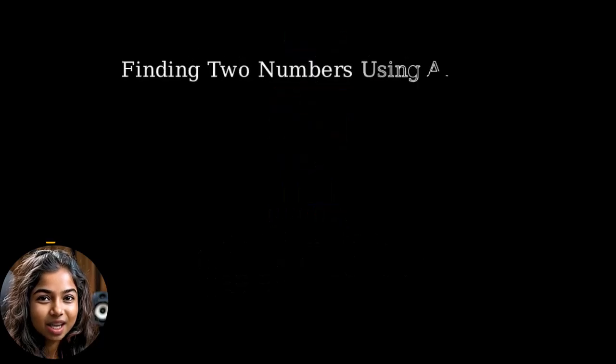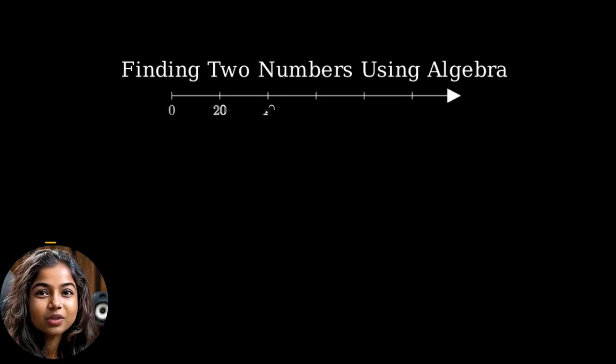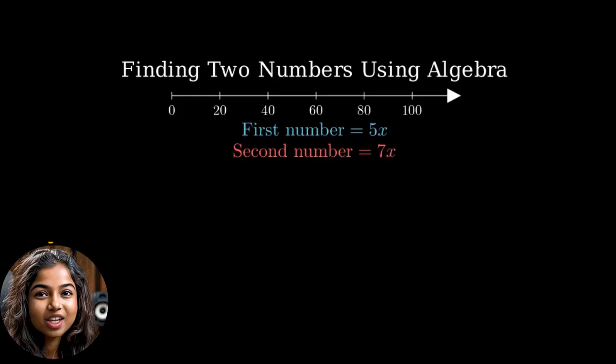Let's solve a problem involving two numbers that add up to 120. We'll use algebra to find these numbers. Let's start by representing our two numbers algebraically. Let's call the first number 5x and the second number 7x. We know that these two numbers add up to 120. This gives us our equation: 5x plus 7x equals 120.